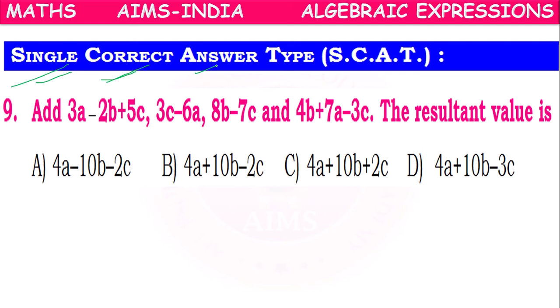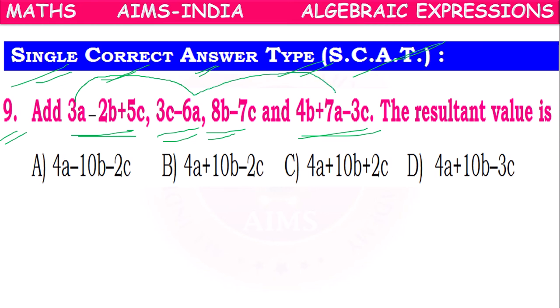Next, we have single correct answer type questions, SCAT. Add 3A minus 2B plus 5C, 3C minus 6A, 8B minus 7C, and 4B plus 7A minus 3C. All four expressions we have to add. Let's add the like terms. 3A is there. 3A minus 6A. Here there is no A. Here 7A. Let's add positive terms. 3A plus 7A, 10A minus 6A, 4A. So, in all four options, we are having 4A.